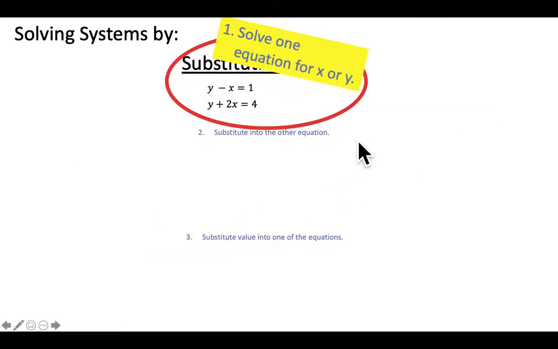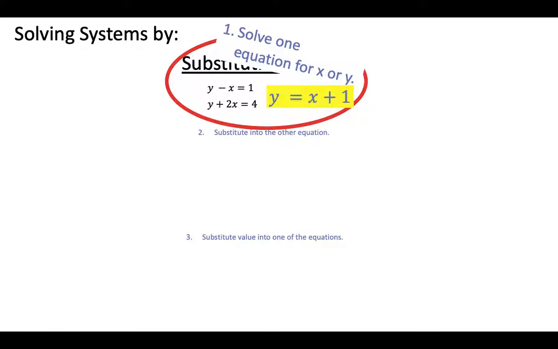So to solve a system by substitution, our first step is to solve one equation for x or for y. It doesn't matter which variable you choose. You want to choose the variable and the equation that's easiest to solve. So as I looked at this series, I believe that it's easiest to solve this one for y simply by adding x to both sides. So that's what I elected to do. So I've now restated y minus x equals 1 as y equals x plus 1. So I will use this to solve this equation.